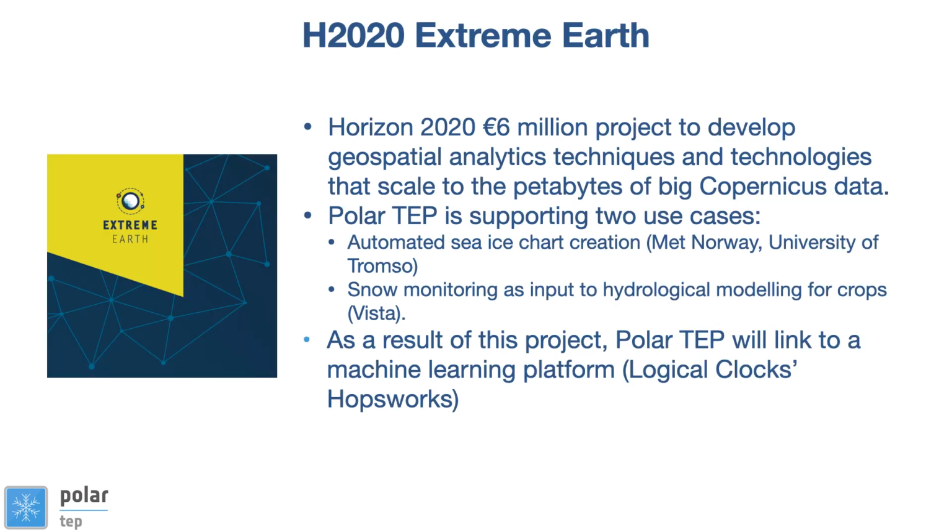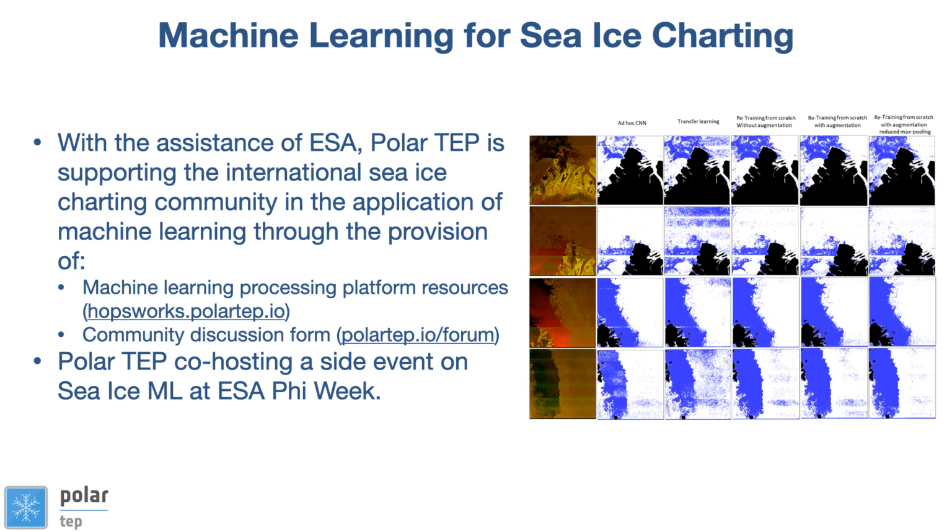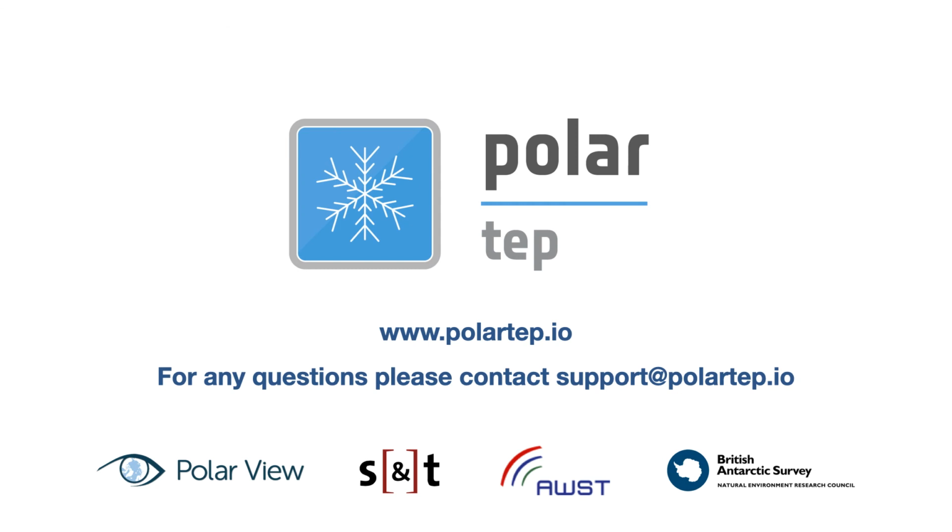And then a second project, the Horizon 2020 Extreme Earth project, which is developing new machine learning methods for extraction of information from Copernicus data. And that involves integration of the HopsWorks machine learning platform, which provides tools to develop new machine learning algorithms. And highlighting one area where this has been successfully used is part of the ESA AI for Arctic activity, and a recent side event highlighted the use of these tools for developing new algorithms for extraction of sea ice information from satellite imagery. So that concludes my presentation.